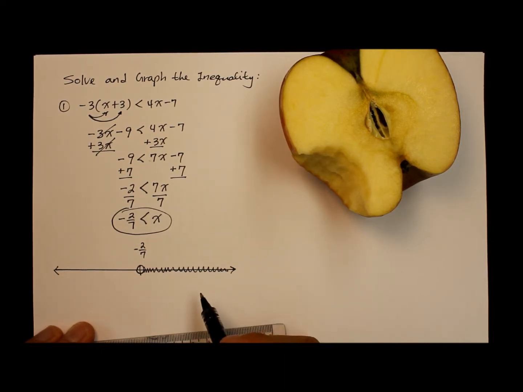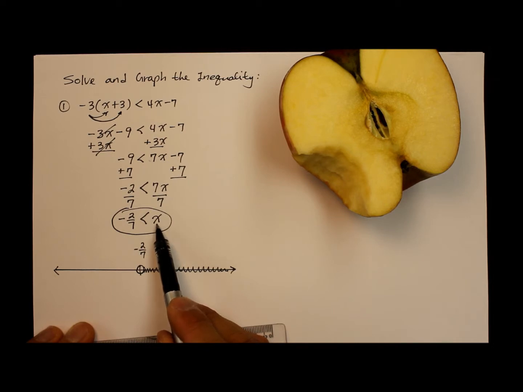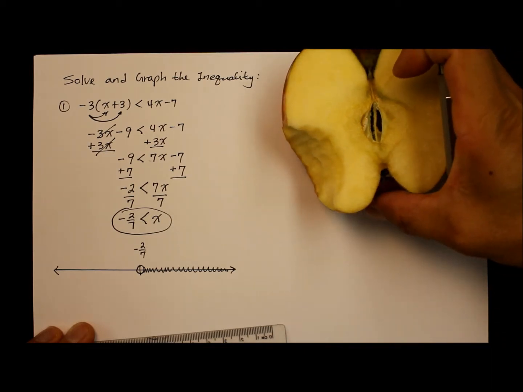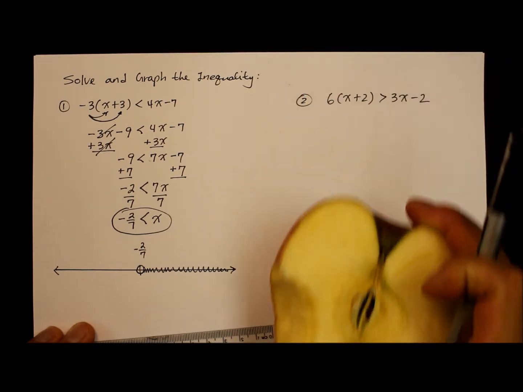If you ever had any teacher in the past who said, shade it in the direction of the arrow, in this case, it wouldn't work. So always read from the variable x. X is greater than, so greater than is to the right. Now, why don't you try this one while I eat my apple?